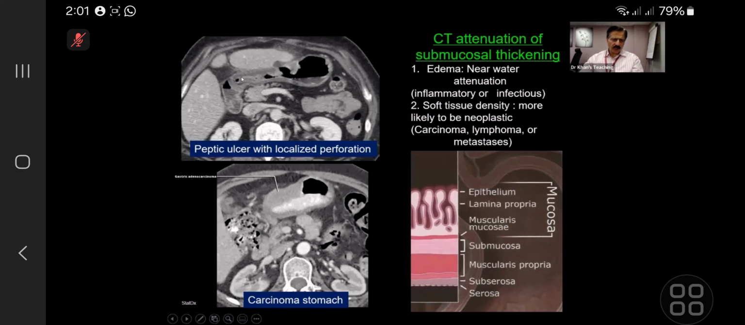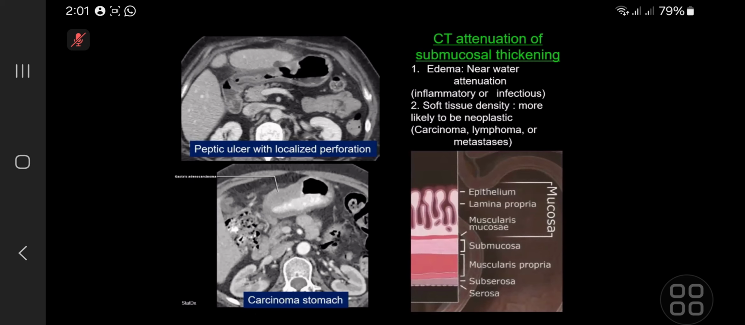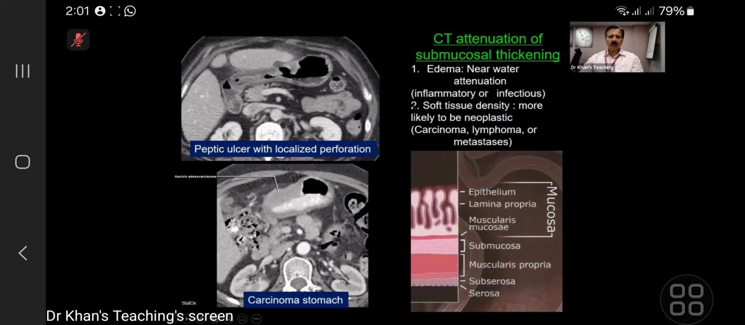Now, look at this mucosa and develop your eyes on this. The mucosa is showing enhancement. And look at the submucosa, look at the density. As you have pointed out, this is low density, and low density means water, think water, right? When you see this kind of finding, it is more in keeping with inflammatory or infectious conditions. On the other hand, when there is some enhancement, soft tissue density, it is more likely to be neoplastic, like carcinoma, lymphoma, or metastasis. This is not an absolute specific discriminator, but a useful tool on a CT scan.